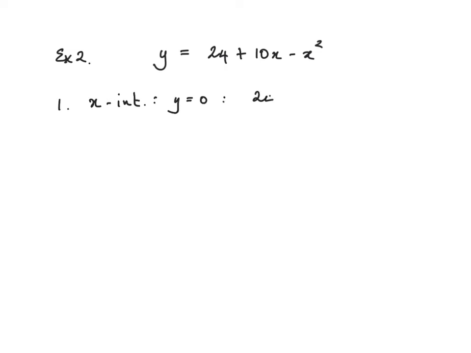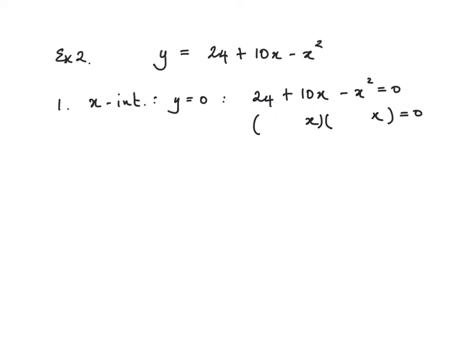So 24 plus 10x minus x squared equals 0. We can put x in here. You'll notice that I'm not turning this equation around. We can factorise it as it is. We're used to having the x squared term first, but that's when x squared is positive.